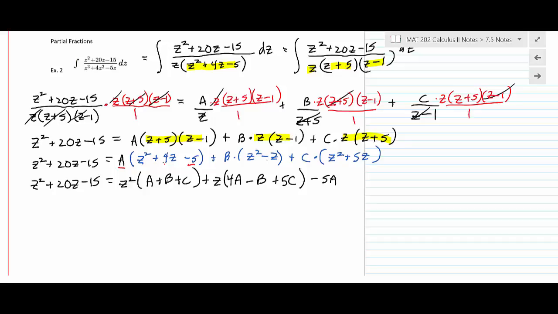Okay? Now, here's what you want to do in your head. The reason we write it this way is because what does a plus b plus c have to be equal to by looking at that side? It has to be whatever's in front of that, right? That's got to be 1. What does this thing, 4a minus b plus 5c, have to be equal to? 20. What does negative 5a have to be equal to?